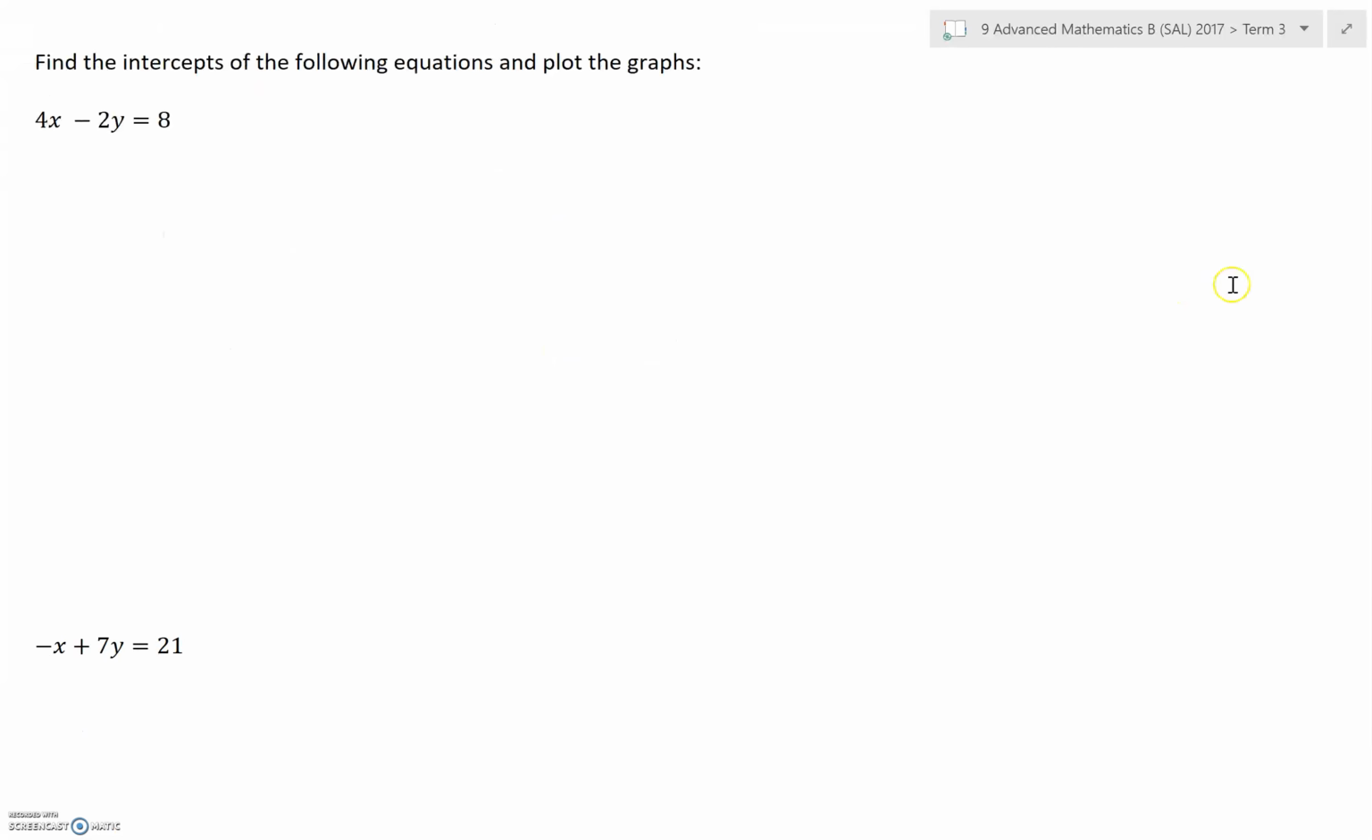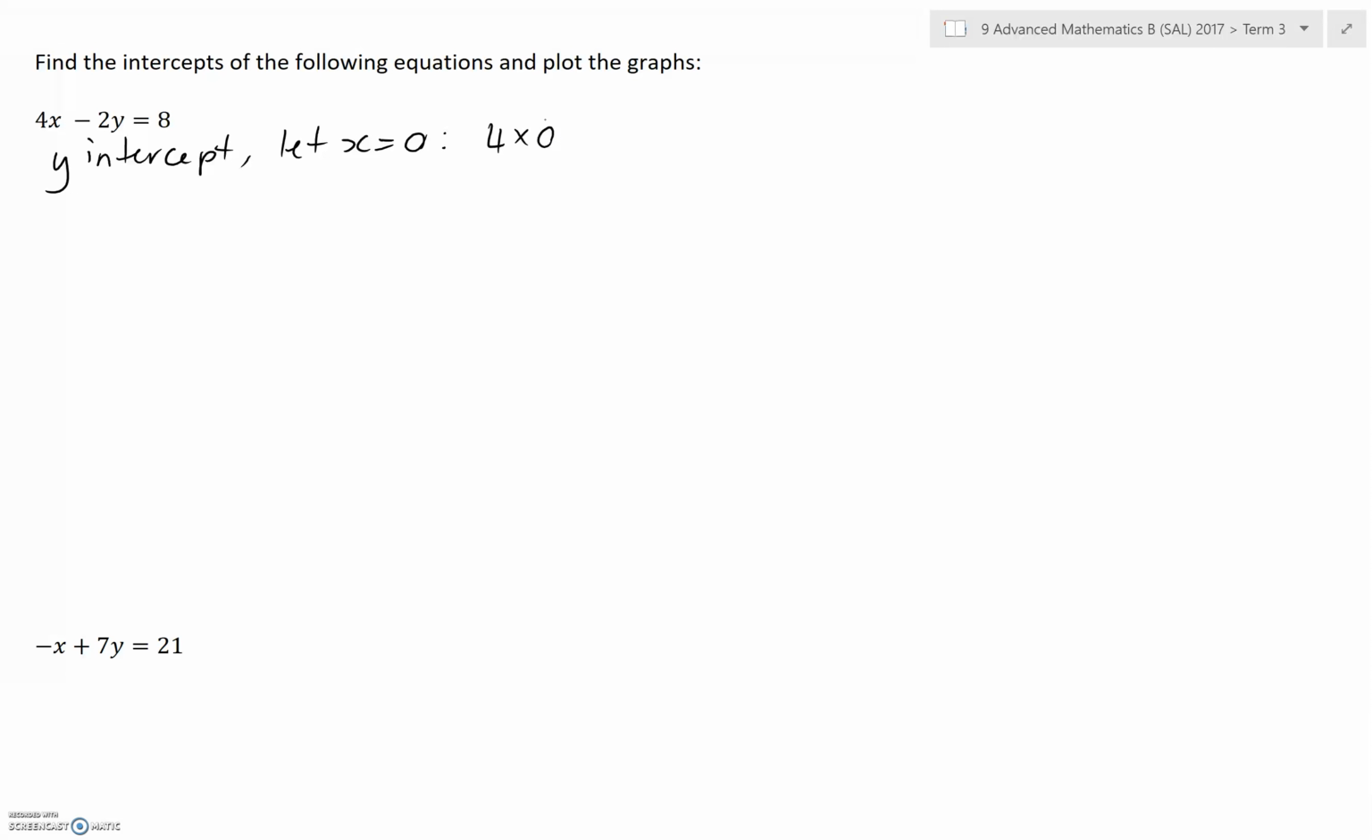So we're going to find the intercepts of the following equations and plot the graphs. It doesn't matter which one you do first. I'm just planning on doing the y-intercept first. We find the y-intercept when we let x equal 0, because that was part of our rule. That's where x equals 0, and that will help us find the y-intercept. So we're going to substitute 0 instead of x into our equation.